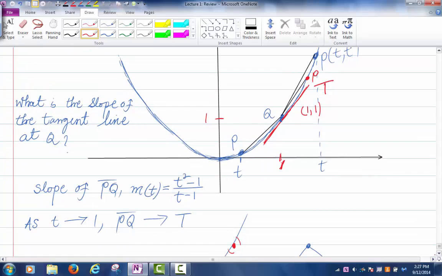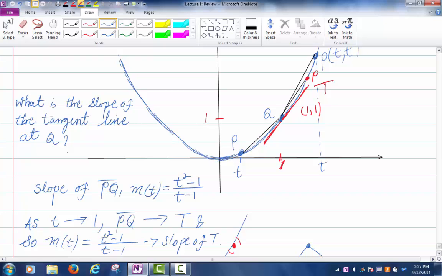And so as PQ approaches t, the slope m of t of PQ, which is given by this, should approach the slope of t, right? So basically what I'm saying is that as t approaches 1, if the ratio (t squared minus 1) over (t minus 1) approaches a number like 2, then I'm saying 2 should be the slope of t. Am I making sense?